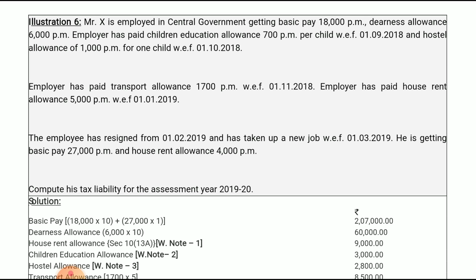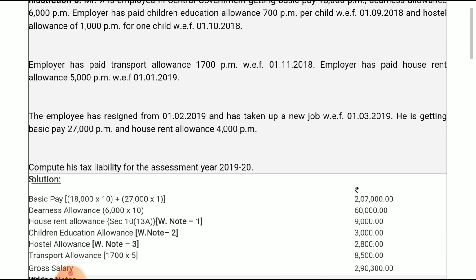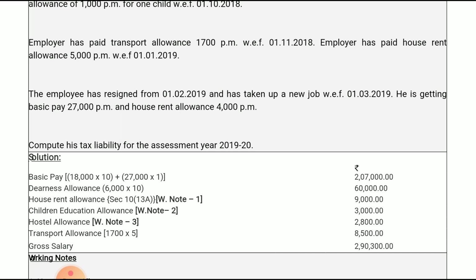1/10/2018. Employer has paid transport allowance of rupees 1,700 per month with effect from 1/11/2018. Employer has paid house rent allowance 5,000 per month with effect from 1/1/2019. The employee has resigned from 1/2/2019 and has taken up a new job with effect from 1/3/2019.